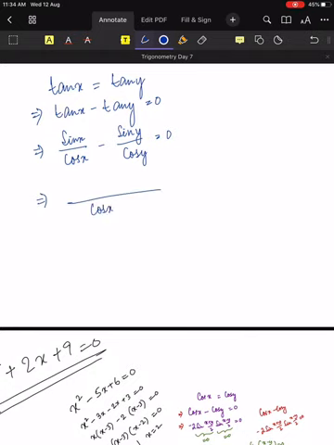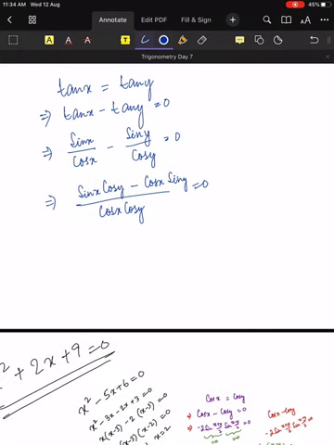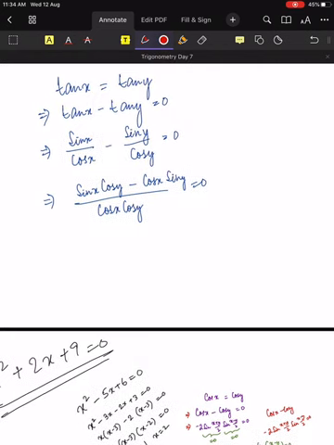So we get cos x cos y in the denominator, and in the numerator sin x cos y minus cos x sin y is equal to 0, right? The denominator can never be equal to 0, or else you just cross multiply the denominator that side, it goes away. Now look at it very carefully. What is this formula saying? sin x cos y, cos x sin y. Remember this formula, sin x minus y. What was that? sin x cos y minus cos x sin y, right? So this one becomes sin of x minus y equal to 0.